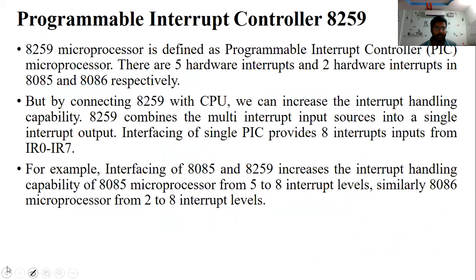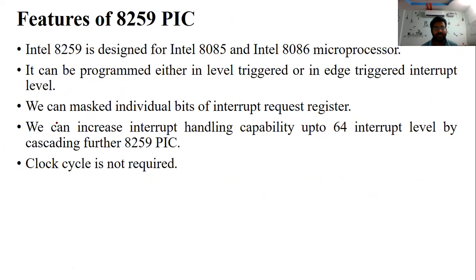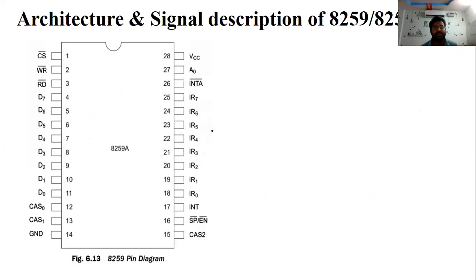Now see this, a small description about the 8259A. What are the features of this device? It is connected to both the 8085 and 8086 microprocessors. It can be used in cascading mode, in which it is possible to connect 64 interrupt levels. This is the pin diagram for it. It is a 28-pin device.